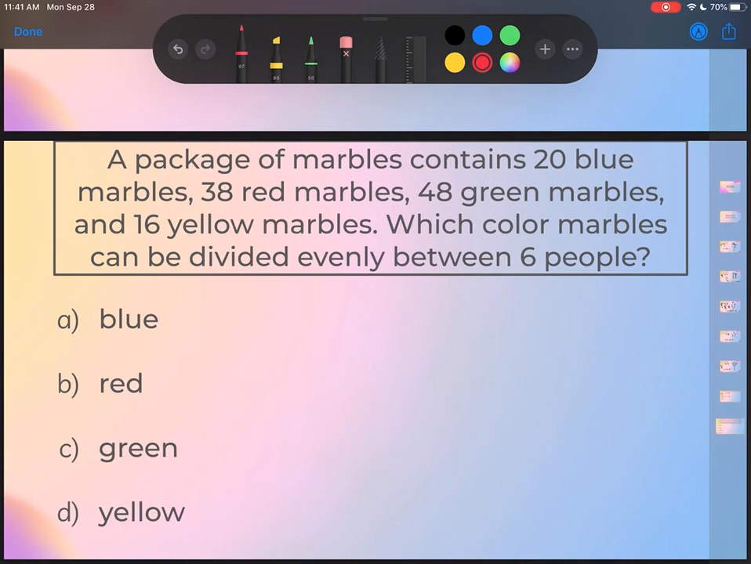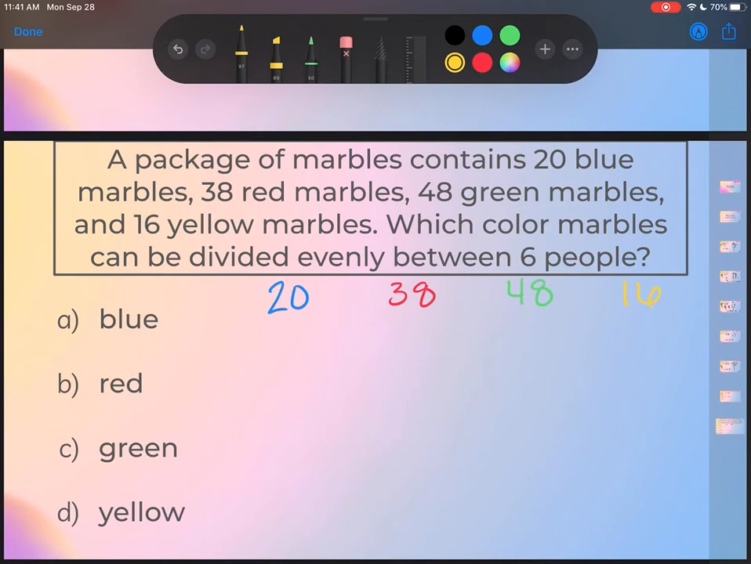Our numbers were 20 blue marbles. So I'm going to write them in their colors. So we had 20 blue marbles. We had 38 red marbles. We had 48 green marbles. And then we had 16 yellow marbles. So those were all of our numbers and their colors. So if we want to know which color marbles can be divided evenly between 6 people, we're wanting to know what numbers can be evenly divided by 6.